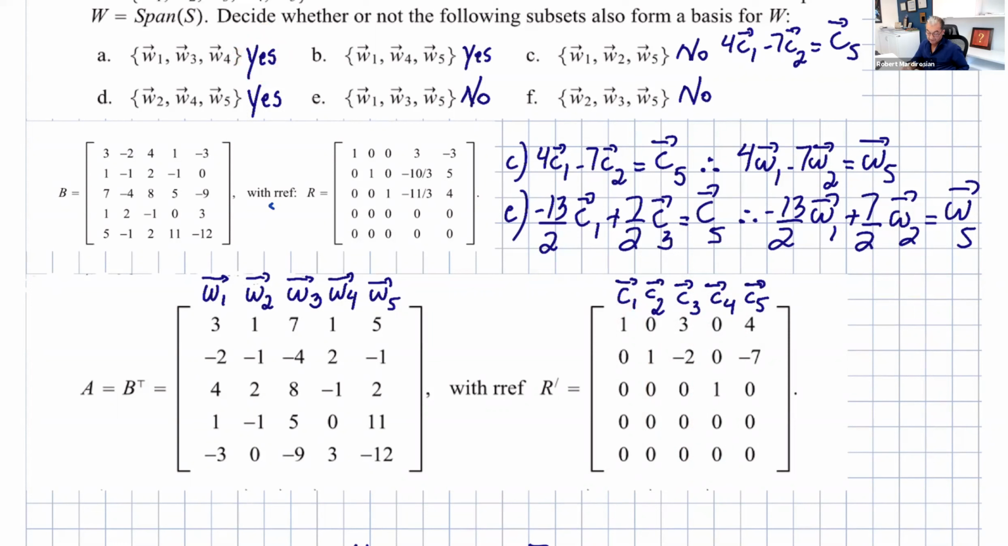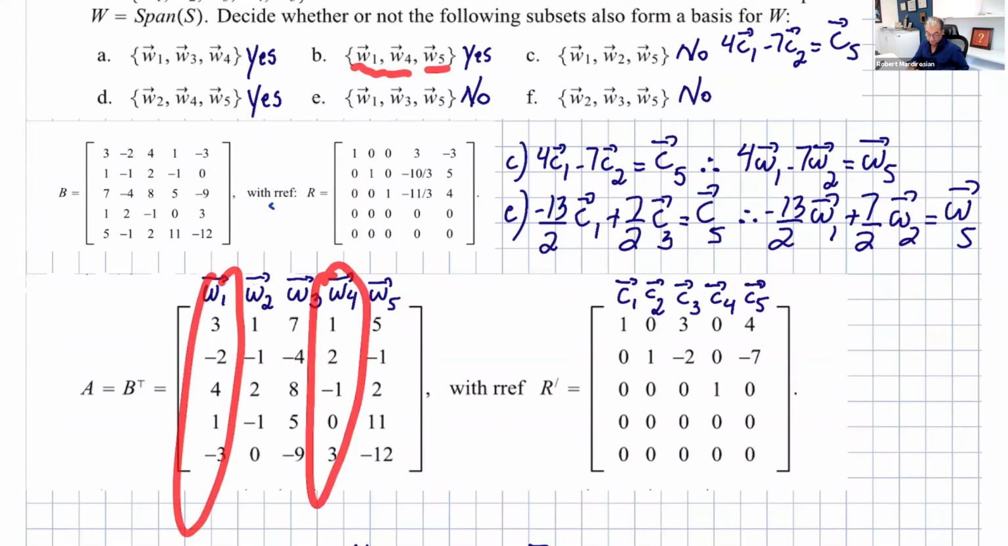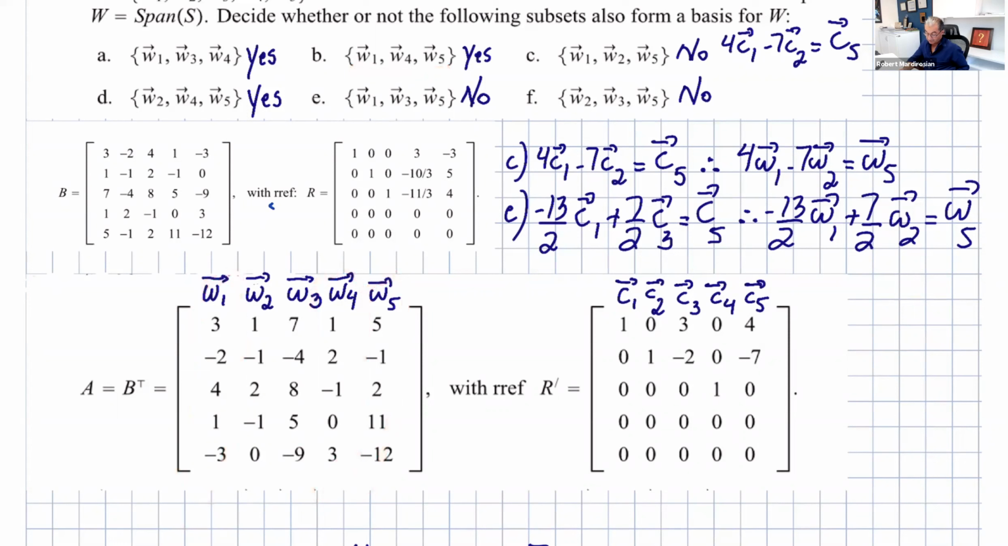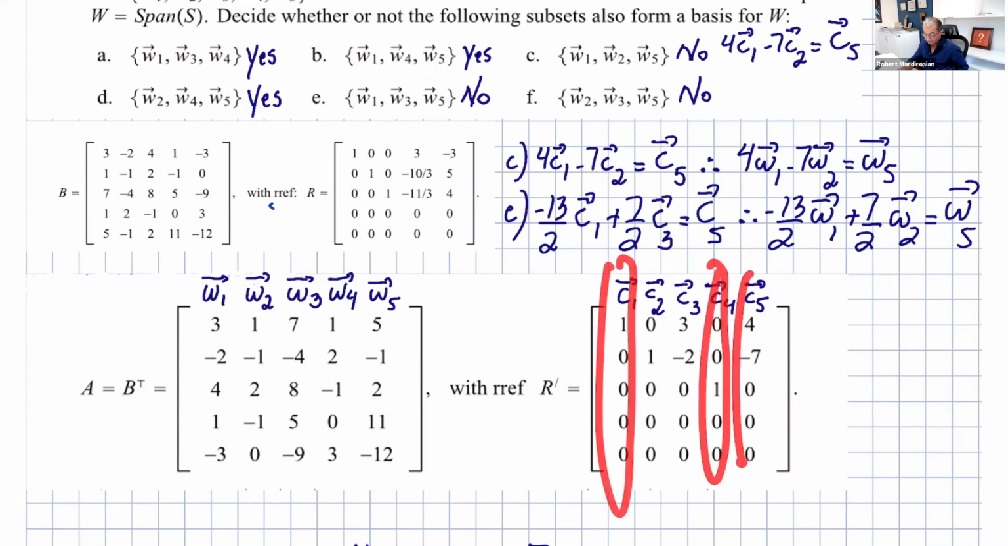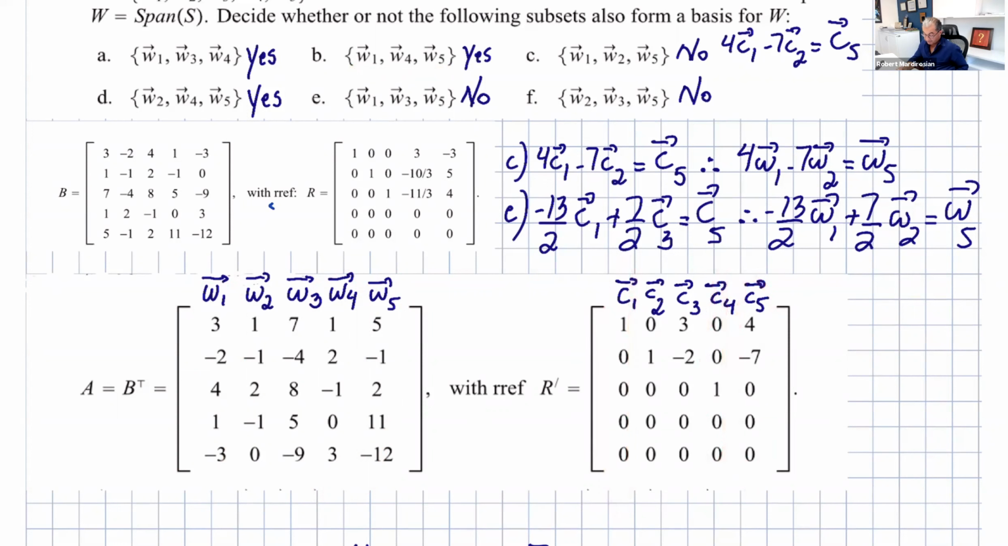For B, we want W1, W4, and W5. Let's check the RREF: C1, C4, and C5. Can we write C5 as a linear combination of C1 and C4? No, it won't happen. Because we have zeros here and a zero here, there's no way you can multiply C1 and C4 by a couple of numbers and get C5. So these are linearly independent, and therefore they can form a basis.